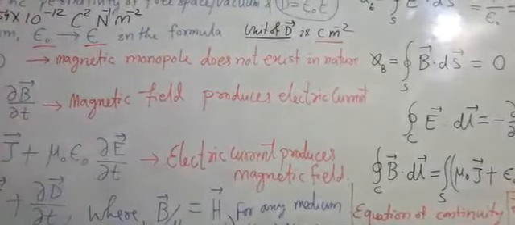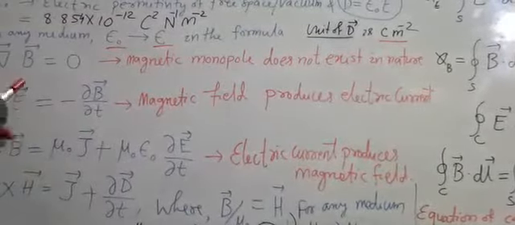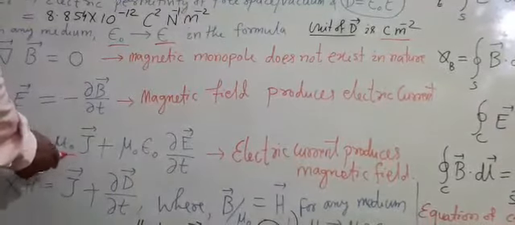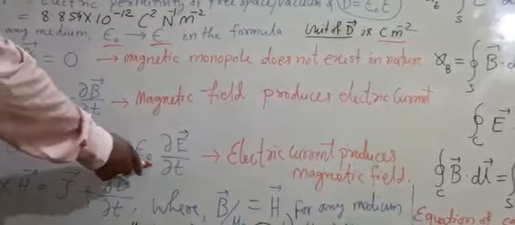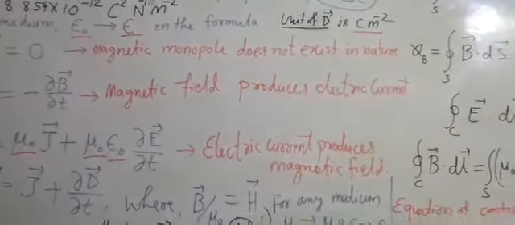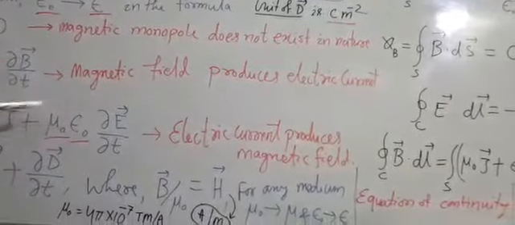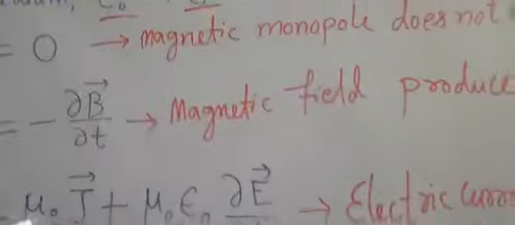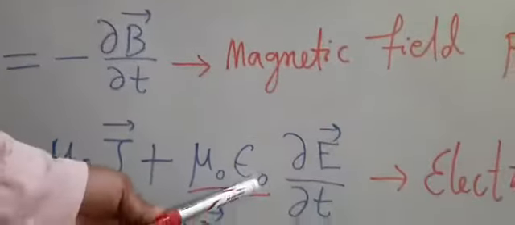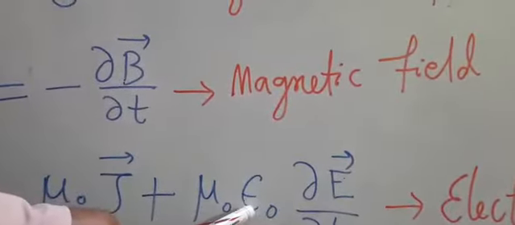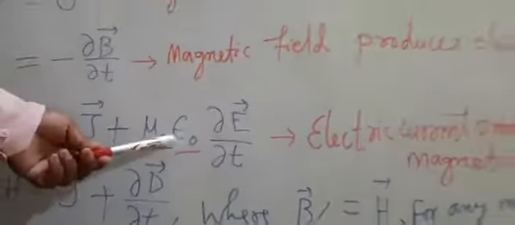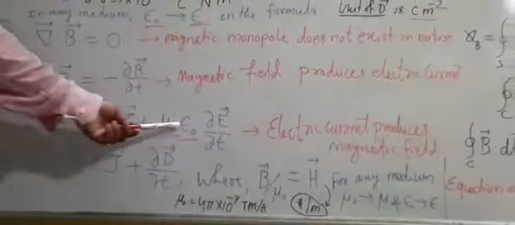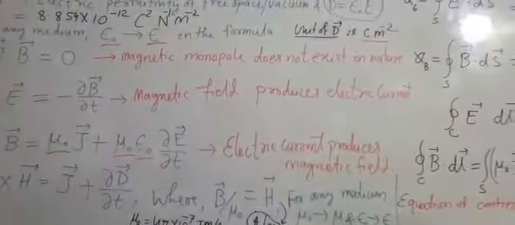So it is in free space, because of mu 0 epsilon 0. If there is mu 0 epsilon 0, it is a free space case. If you think about any medium, then you change mu 0 to mu and epsilon 0 to epsilon. In free space it is mu naught epsilon naught.